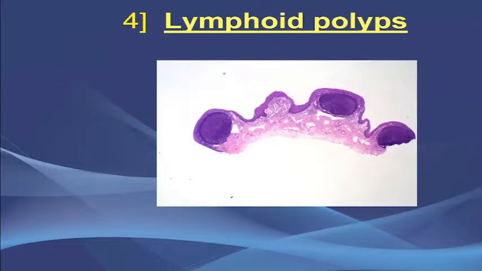Lymphoid polyps, so you have submucosal lymphoid follicles that are hyperplastic, and then they pop out into the lumen, and this is what they would look like. Okay, so the bulk, really the body of the polyp, is these active hyperplastic lymphoid follicles.